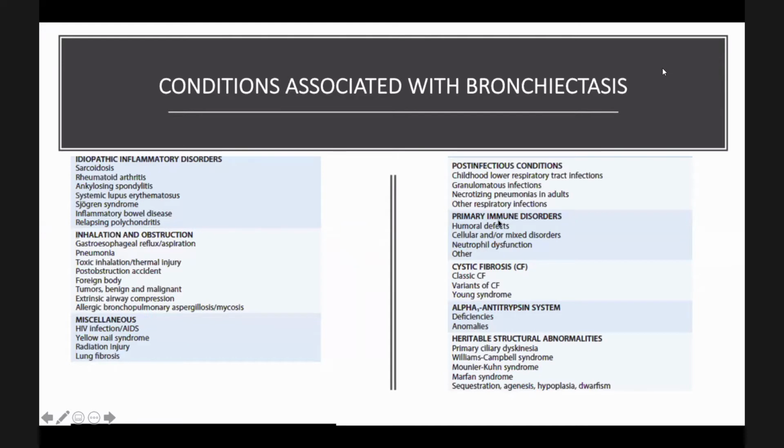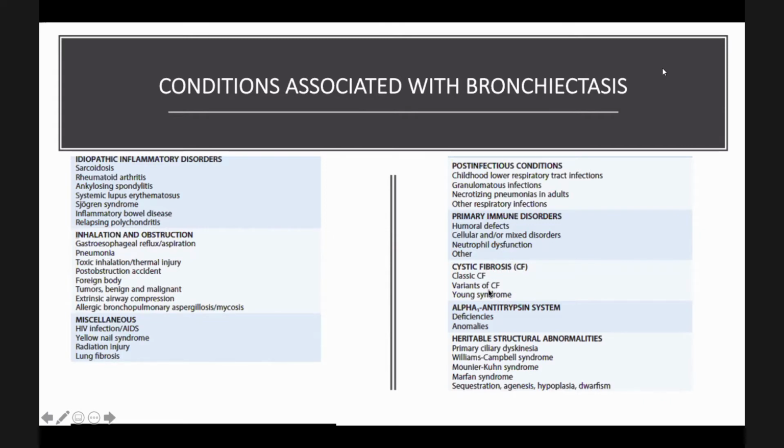And then the congenital factors, like primary immune disorders such as humoral defects, cellular mixed disorders, neutrophilic dysfunction, and others. Primary hypogammaglobulinemia syndromes are the things that you have to consider. And another is cystic fibrosis. Okay, so in the Western world we get cystic fibrosis, but in our part we are not getting so many cases of cystic fibrosis.